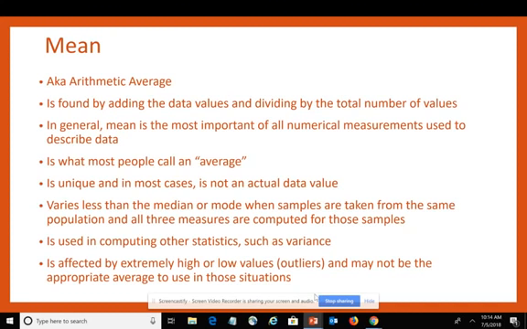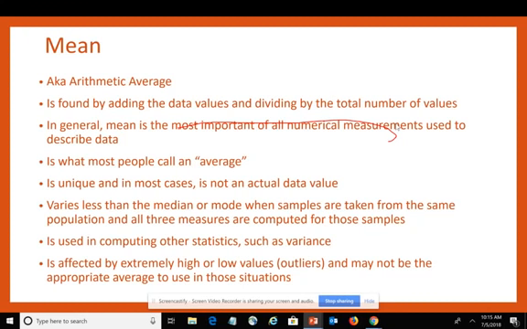The mean is the most important of all numerical measurements used to describe the data because it takes into consideration all of the data values. So if you're ever limited on the ones you can calculate, you definitely want to calculate the mean of the data set. The mean is unique to the data set, and it may not necessarily be one of the data values that you have listed.